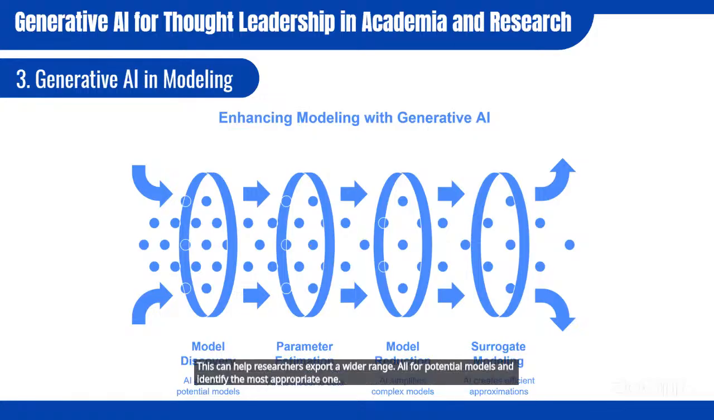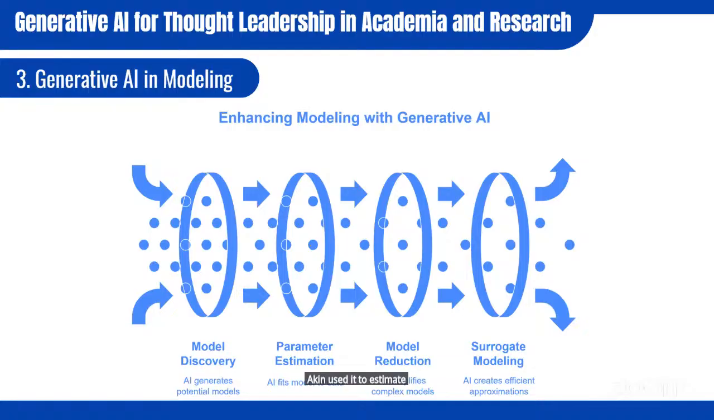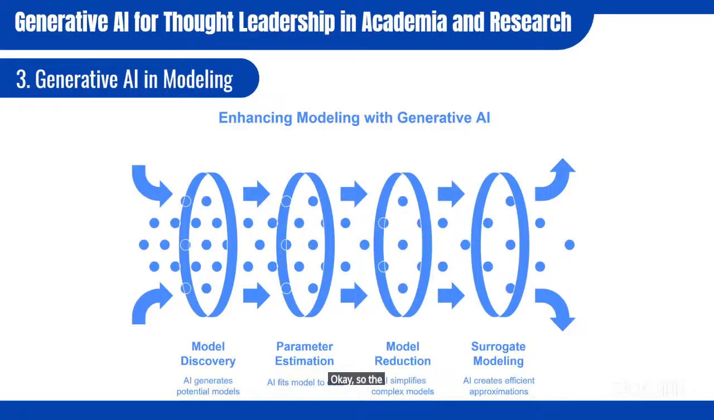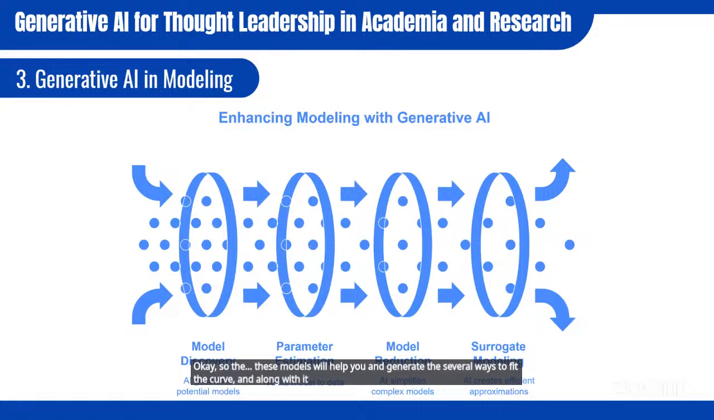AI can be used to estimate the parameters of a model by fitting the experimental data. Sometimes we are not able to fit the curve. But these models will help you if you have the data and you want to fit the curve. These models will generate several ways to fit the curve, and along with it, they will generate the visualization also.